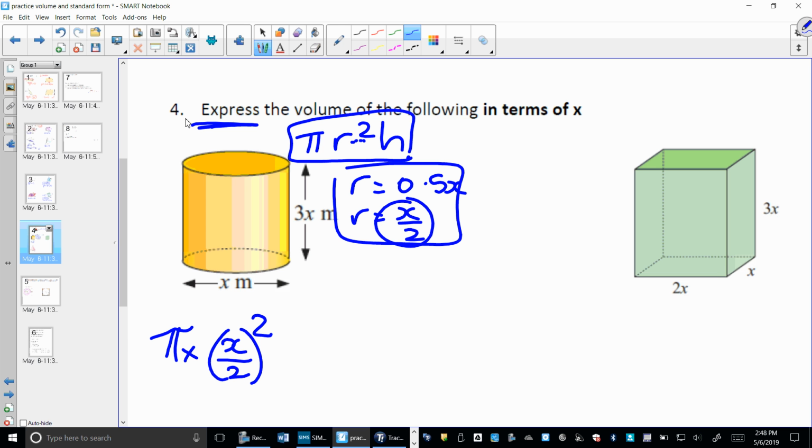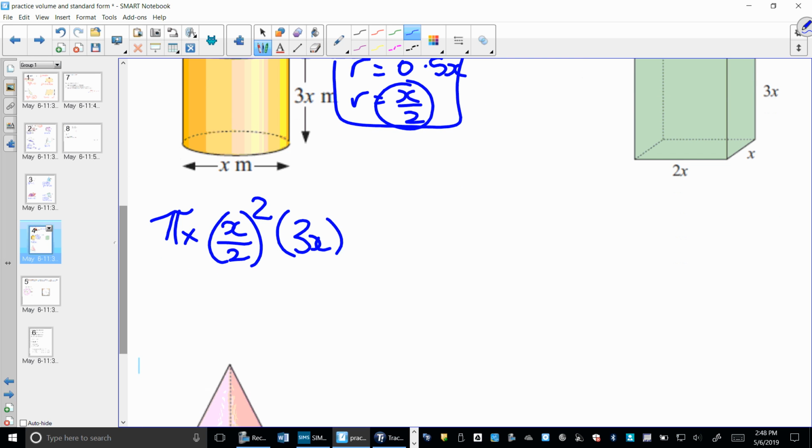And then what's our h? H is 3x. Good. Now, you should really be putting brackets in there. I would give that to you as a mark. Now, it's better if we simplify it though.